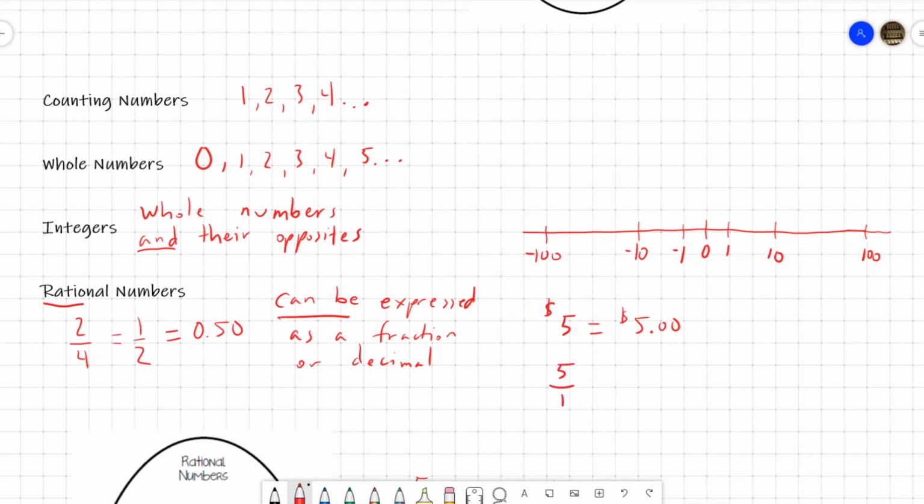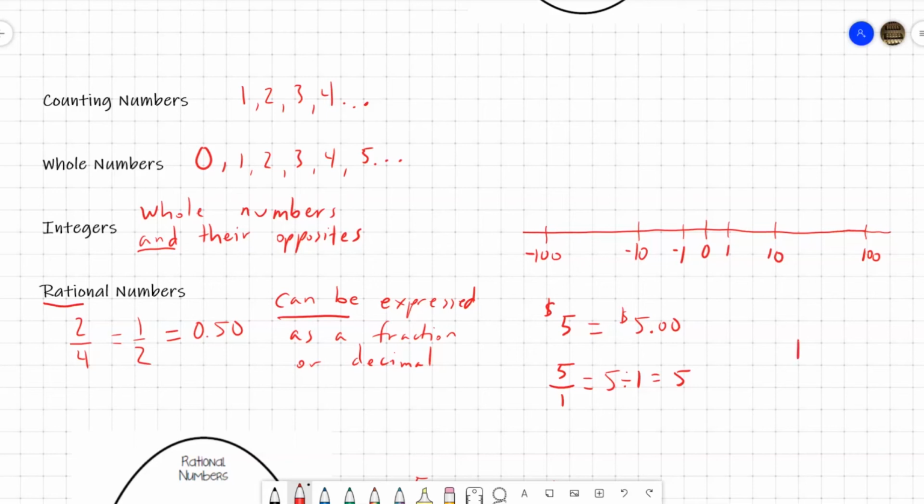5 over 1. Well, that's the same as 5 divided by 1. And 5 divided by 1 is 5. So here I wrote 5 as a decimal. Here I wrote 5 as a fraction. So 5 is a rational number because it can be written as a fraction or a decimal.